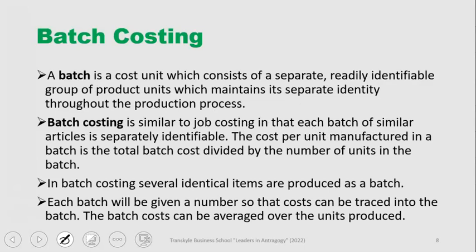Now, batch costing. A batch is a cost unit which consists of a separate, readily identifiable group of product units which maintains its separate identity throughout the production process. Batch costing is similar to job costing, in that each batch of a similar article is separately identifiable. The cost per unit manufactured in a batch is the total batch cost divided by the number of units in the batch. In batch costing, several identical items are produced as a batch.